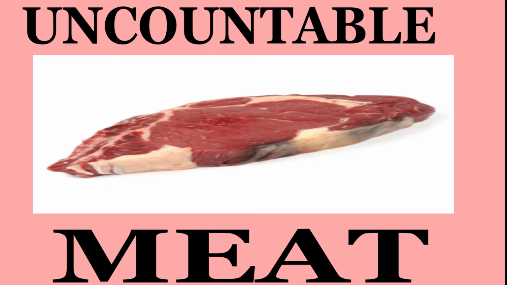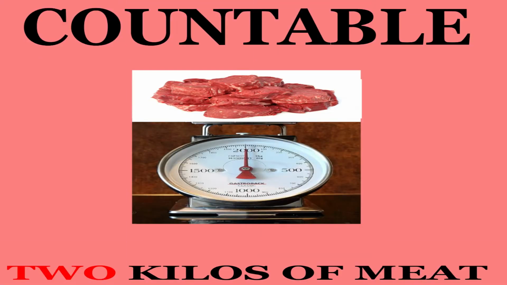The same thing, meat is a mass word, it is uncountable. But kilos of meat is a countable word. So here we have an example of 2 kilos. So meat uncountable, but kilos is countable. Grams is countable.